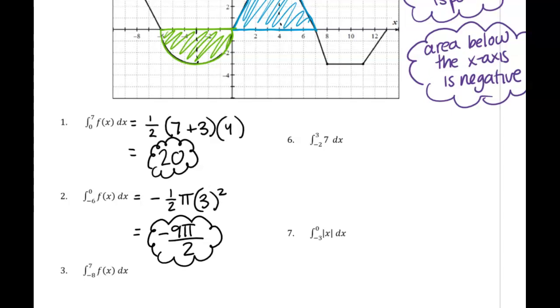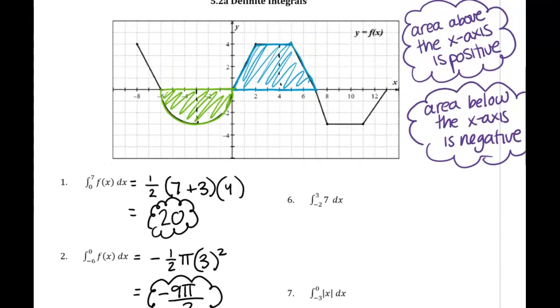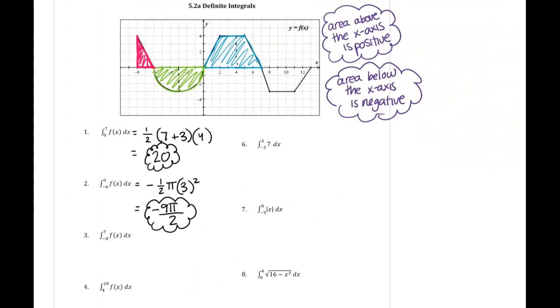Now let's look at -8 to 7. Starting over here, we have this triangle. The area of that triangle is 1/2, and it's positive, it's above the x-axis, times our base, which is 2, times our height, which is 4. We also have that half circle, which we already found. That was -9 pi over 2.